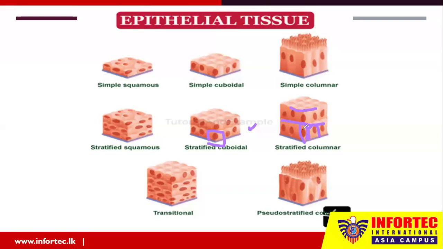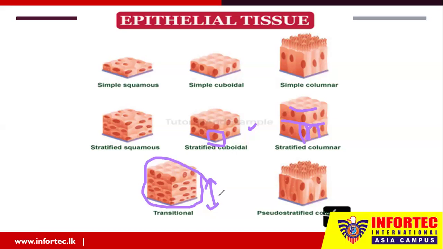Okay, then the transitional epithelium. There are multiple layers of cells. The thing is, they can change their shape, right? It means they can stretch, change their height, width, likewise, right?